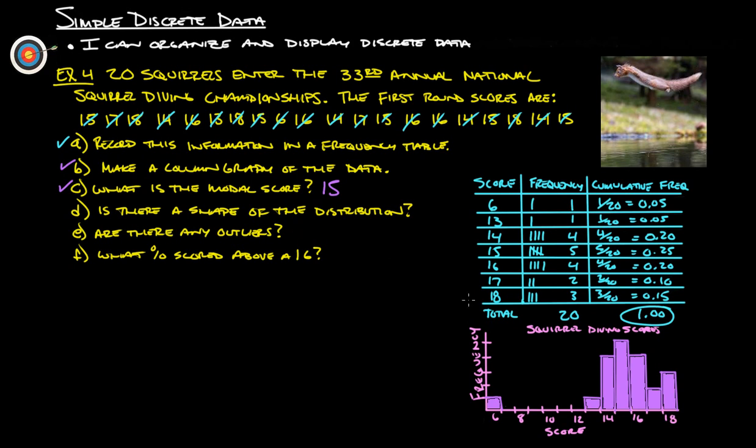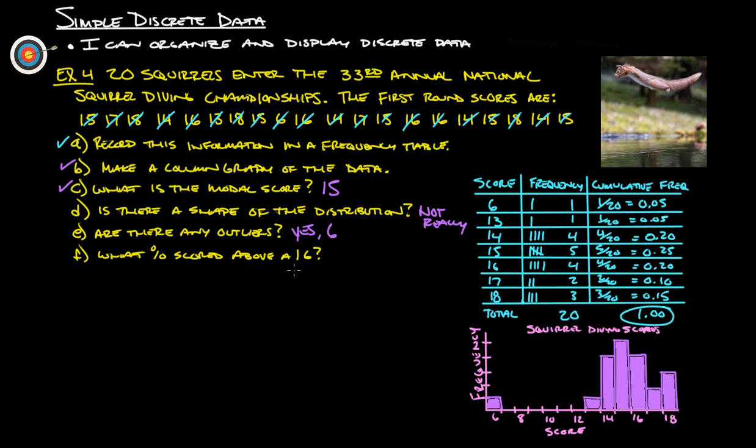Is there a shape of the distribution? Well, if we ditch this outlier here, 6 is an outlier. If we ditch that, then we have this here, and it's not really got a fantastic shape one way or the other. Is there a shape of the distribution? I would go probably with no, not really. Okay, yeah, I will stick with that.